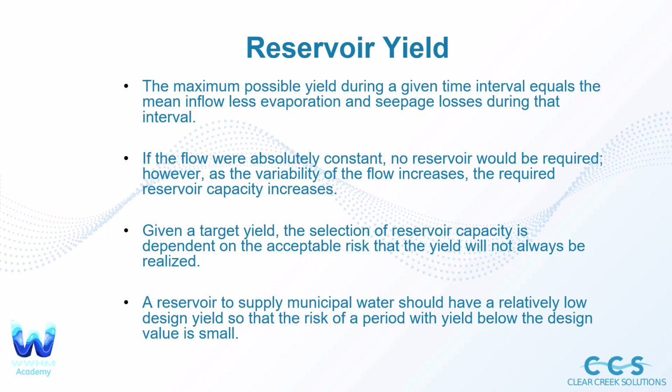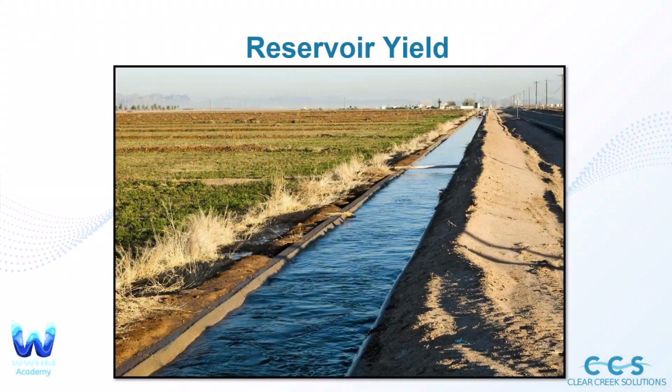If the flow were absolutely constant, no reservoir would be required. However, as the variability of the flow increases, the required reservoir capacity increases. So that makes sense. As the variability of how much water is needed increases, we may need to increase the capacity of the reservoir in order to meet that need. Given a target yield, the selection of reservoir capacity is dependent on the acceptable risk that the yield will not always be realized. A reservoir to supply municipal water should have a relatively low design yield so that the risk of a period with yield below the design value is small.